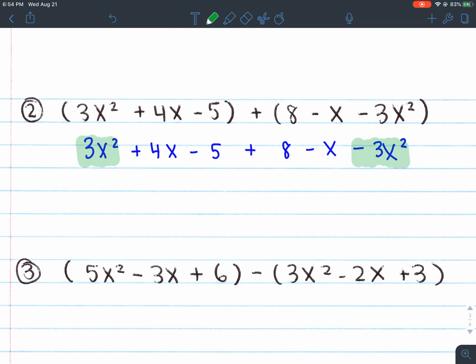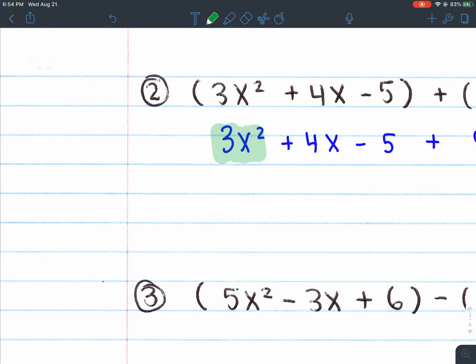So what's happening here? Well, if I have 3x squared and I take away 3x squared, what do I have left? Your answer is probably either 0 or it's probably x squared. So let's talk about that. 3x squared and I take away 3x squared. Well, if I have 3 apples and then I take away 3 apples, how many apples do I have left? 0. Same thing with the x squared. If I have 3x squared and I take away 3x squared, it's 0.